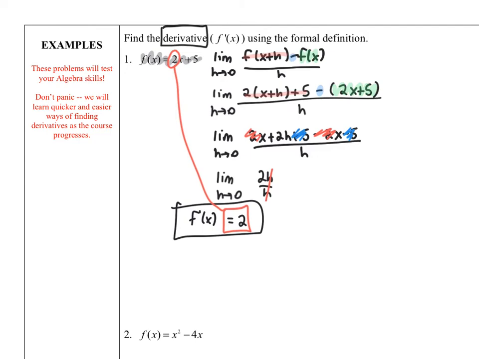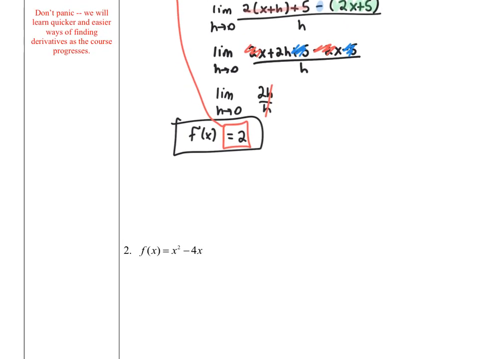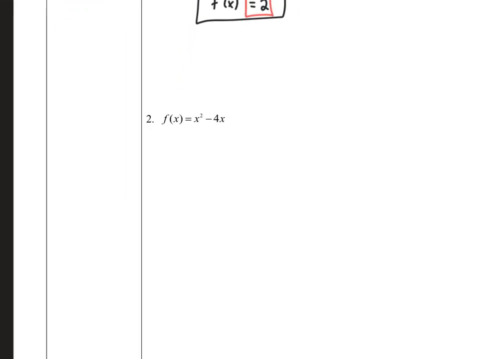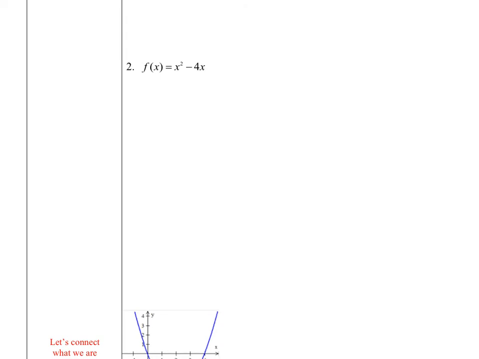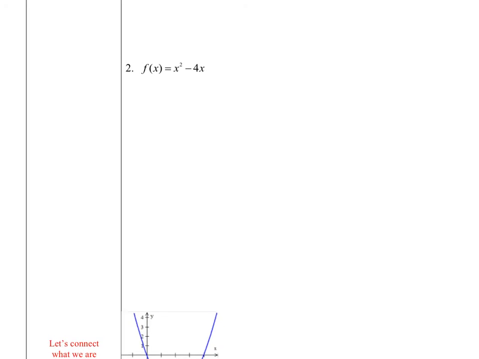But when you look at the next question, so now you have a parabola, which is a curve. So you don't have a constant slope like you did in that linear equation that we just did. So let me go ahead and do this one. You might want to go ahead and pause and try it yourself.